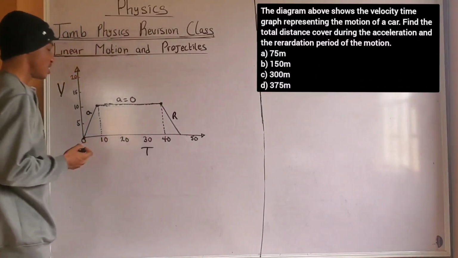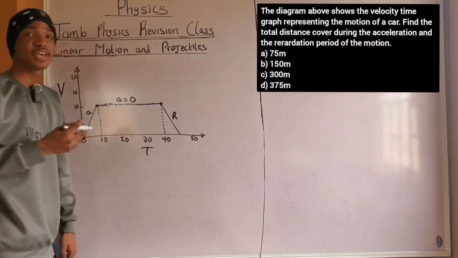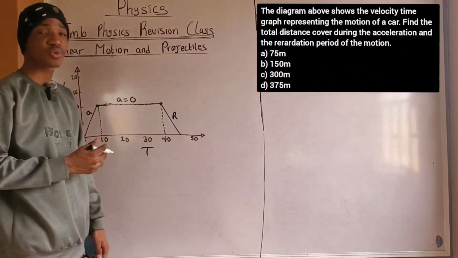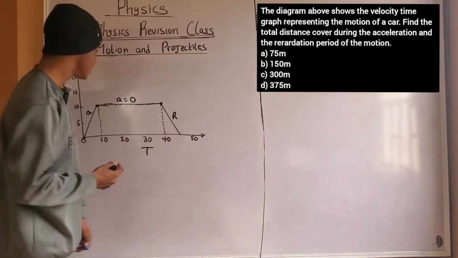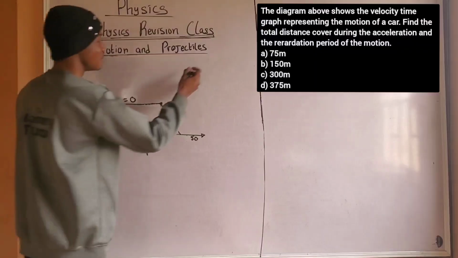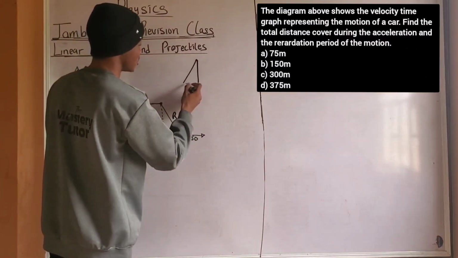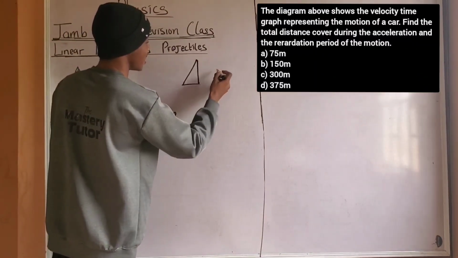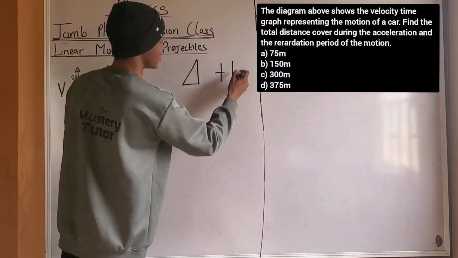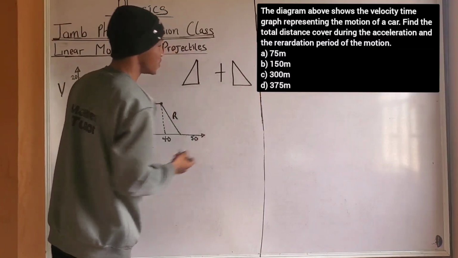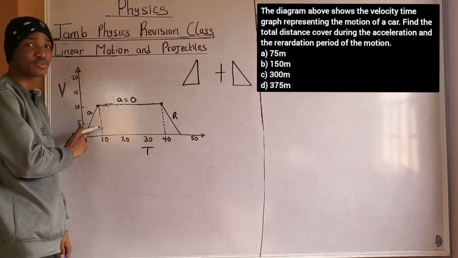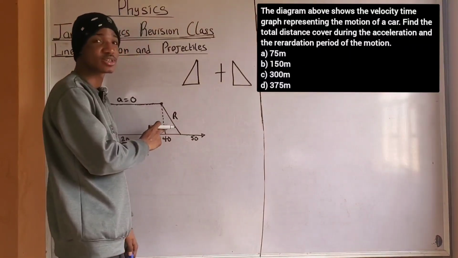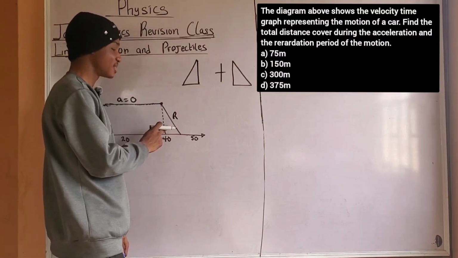So that means, since the area of the shape on the velocity time graph tells us the distance traveled by an object, if I can get the area of this shape, the first phase is this, and the area of the retardation phase, which is the third phase. The area of the acceleration phase is a right angle triangle, you know. The area of the retardation phase as well is a right angle triangle.